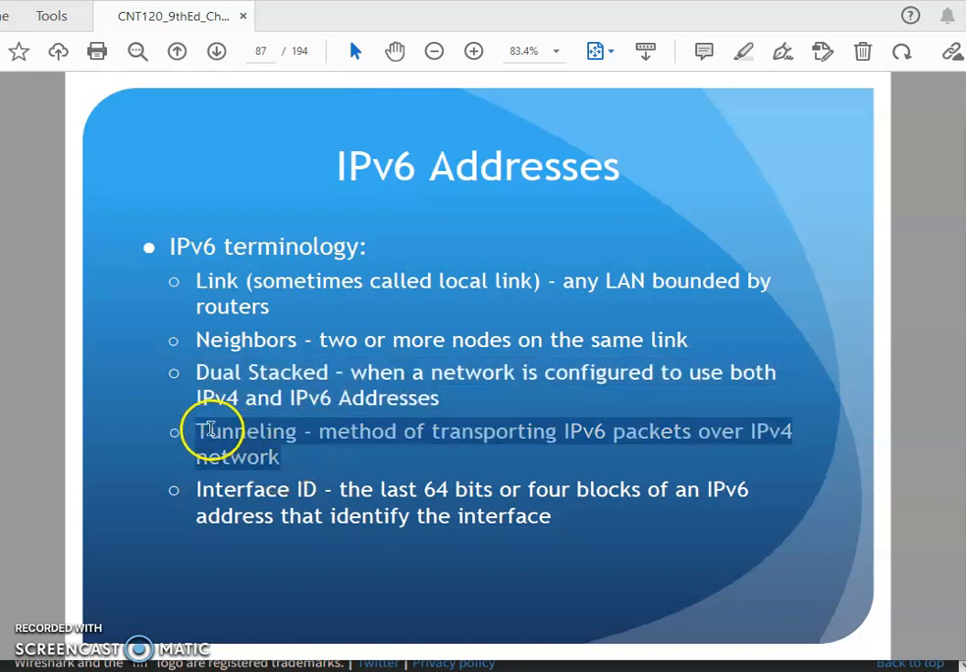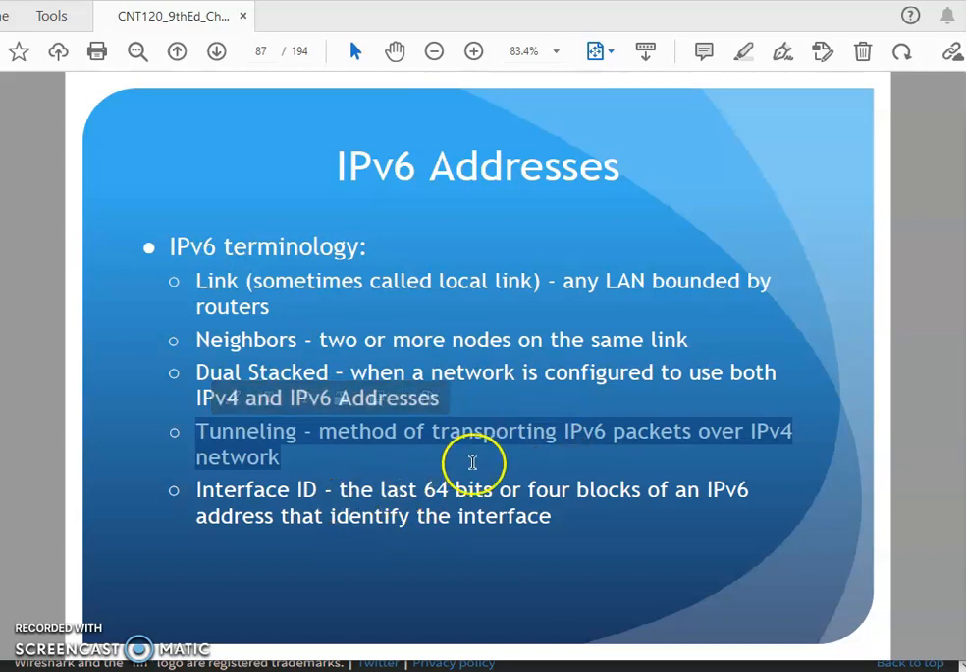Tunneling is a method when we need to transport IP version 6 packets across an IP version 4 network. There's a couple of different tunneling styles that get used, but it's a way to basically pack up those IP version 6 packets to travel across an IP version 4 network.